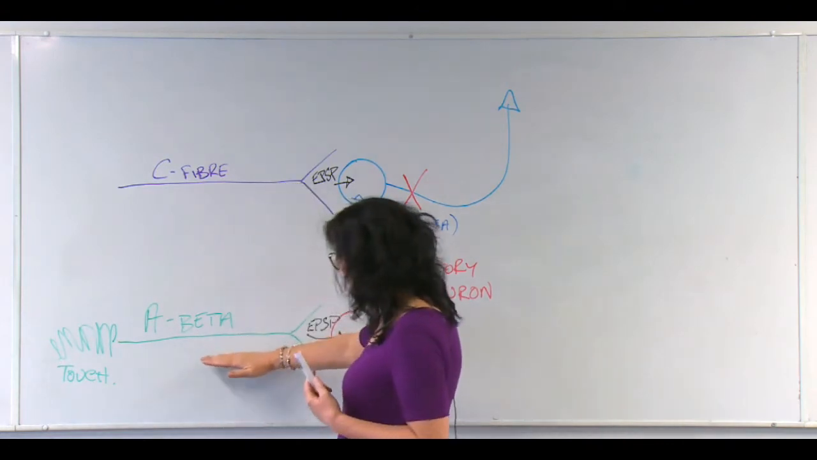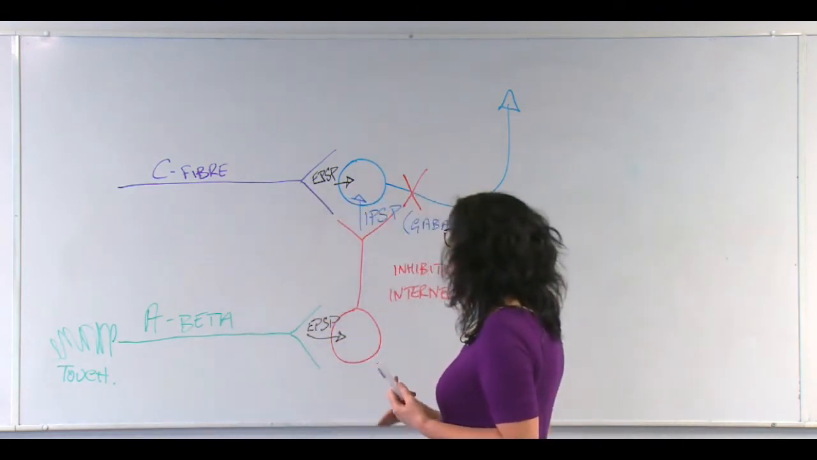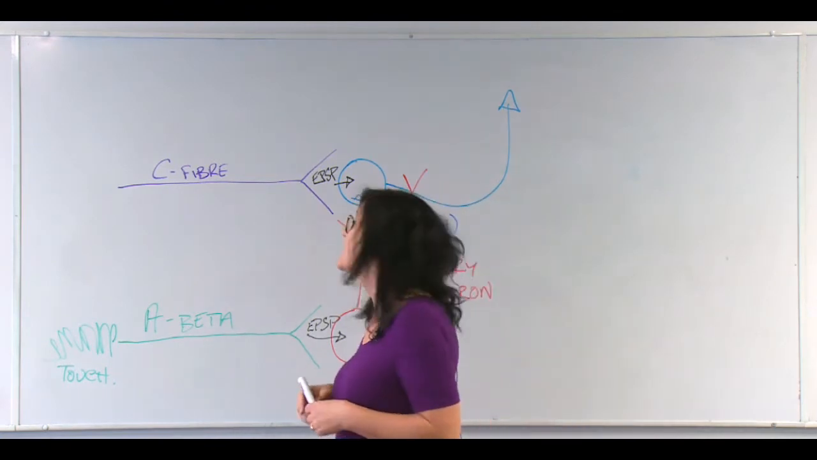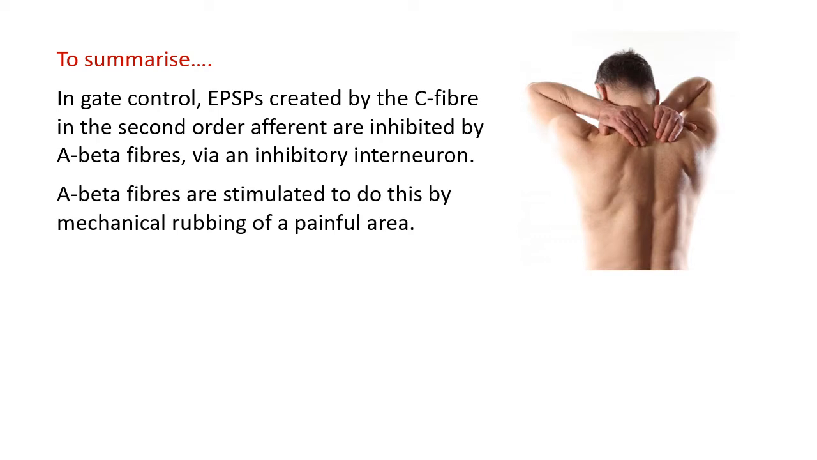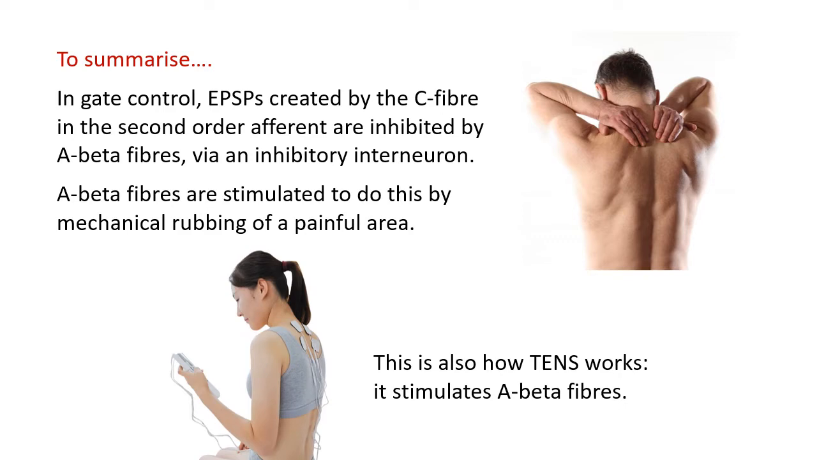They stimulate A betas to try and block the pain at the second order afferent. And this is gate control. Because the EPSP from the C fibre is inhibited by an IPSP from an inhibitory interneuron, which in turn is stimulated by the A beta fibre, the pain pathway is inhibited. This is why we rub painful areas. What we're doing, we're trying to stimulate those A beta fibres to inhibit the pain pathway. This is also how TENS works.